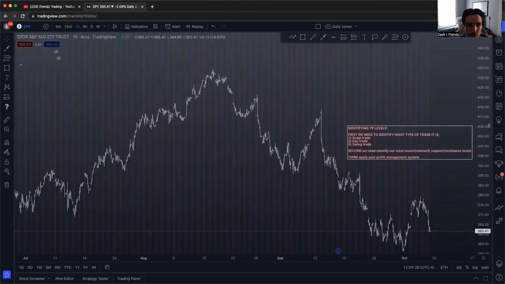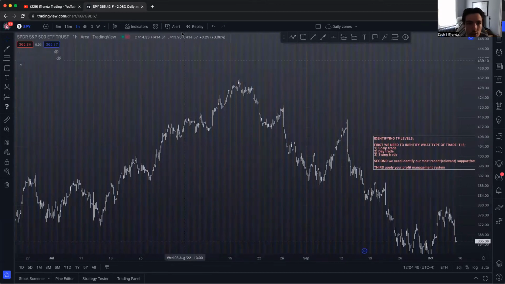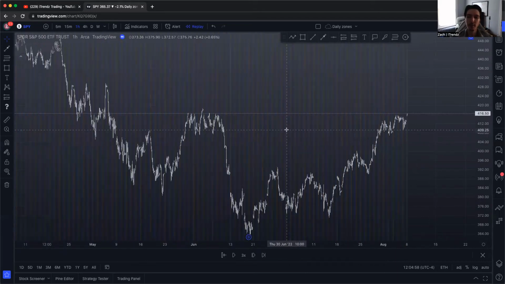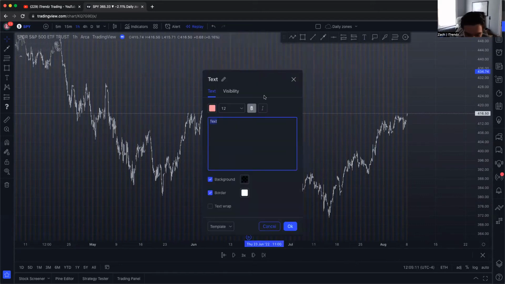Let's just zoom here and let's just identify. Let's just go to a random level in August. So we're back in the beginning of August. Now, what we want to do first is identify what type of trade we're looking for. Well, I'm going to be looking for a day trade. The reason I'm going to be looking for a day trade is because I'm primarily a day trader. So that's what we're going to be looking for. Let's just write this down. So what trade are we looking for? Well, we're looking for a day trade, right?